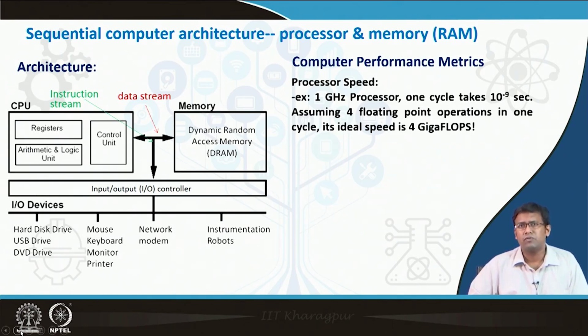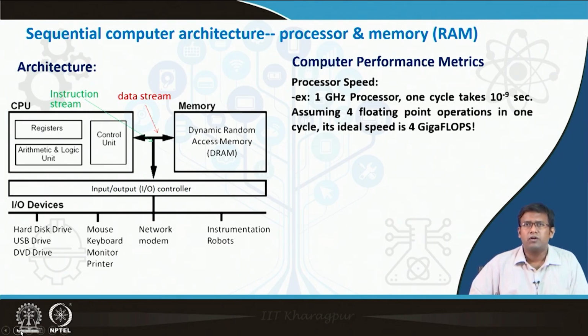If we assume that in one cycle of electricity through the processor, there are 4 floating point operations done. Floating point operations means you simply take numbers and do something with the numbers: plus, minus, addition, division, multiplication, some operation with the number. That is a floating point operation. It is done again using the logical gates present in the CPU.